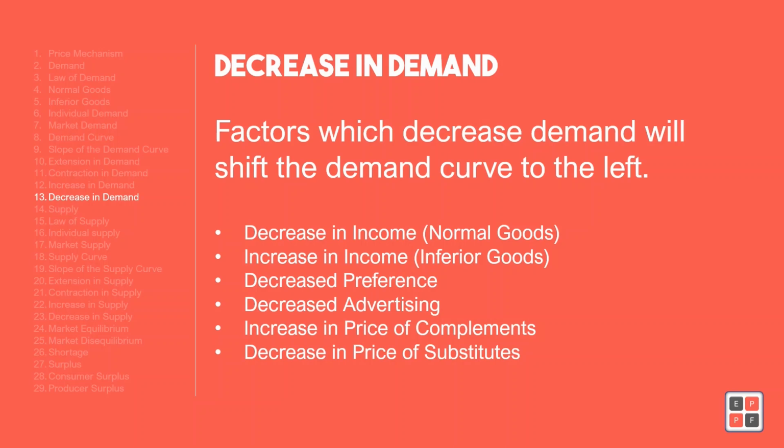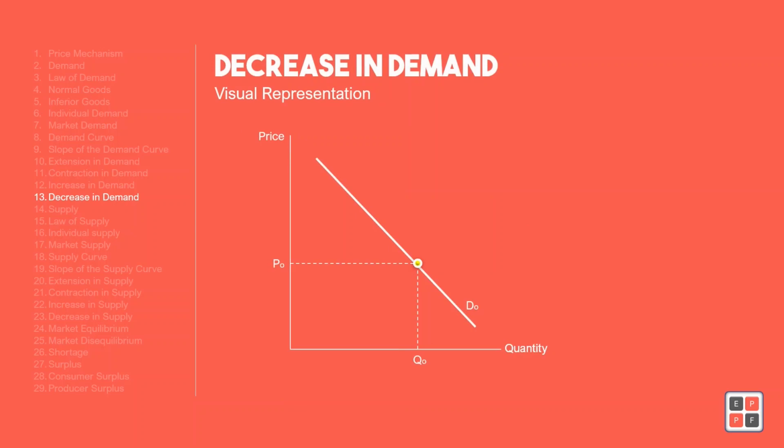Factors which decrease demand will shift the demand curve to the left. Decrease in income for normal goods, increase in income for inferior goods, decreased preference, decreased advertising, increase in price of complements, and decrease in price of substitutes. A decrease in demand is represented by a backward shift. The demand curve is going to shift from D0 to D1, and the quantity demanded is going to decrease from Q0 to Q1. This is how a decrease in demand due to non-price factors is shown on a graph.